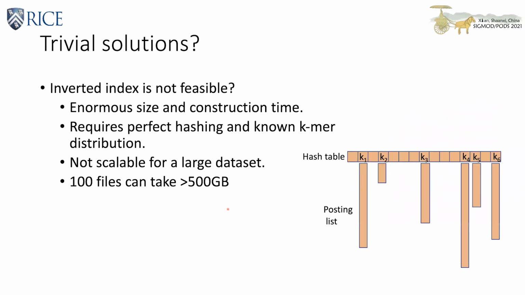Trivial indexes like the inverted index store a hash table of keys and a posting list for every key. For an efficient implementation, this requires a known k-mer distribution. These become infeasible due to their enormous size and construction time. For example, a trivial inverted index of 100 gene sequences takes more than 500 gigs of disk space.